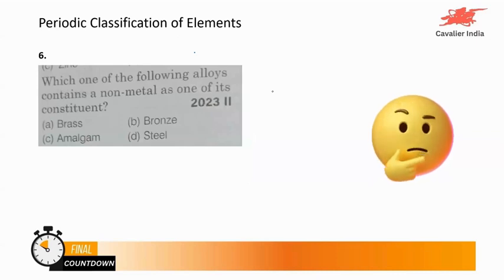Next question, which one of the following alloys contain a non-metal as one of its constituent? Alloys, brass is a combination. Here the options are given like this. Brass is the combination of which metals or non-metals? Copper and zinc. Okay. And coming to bronze, it is copper and tin. Okay.